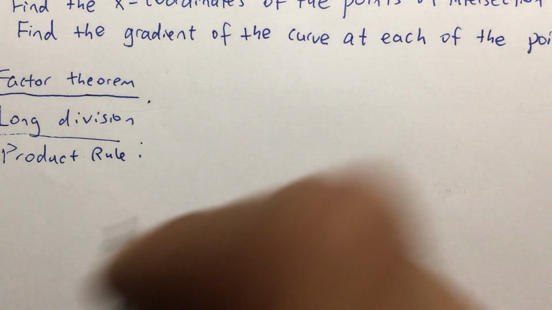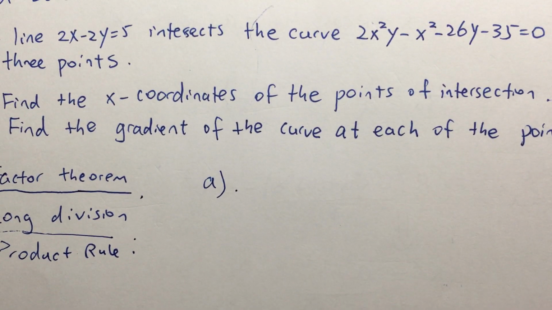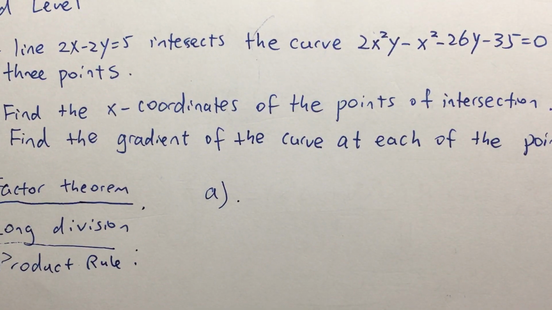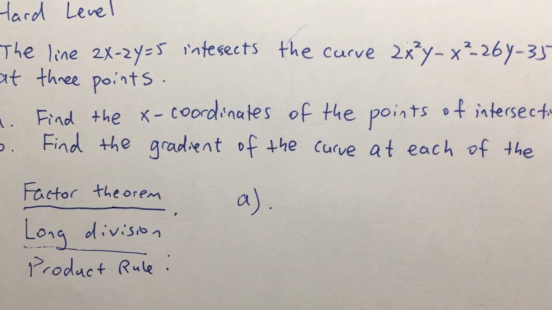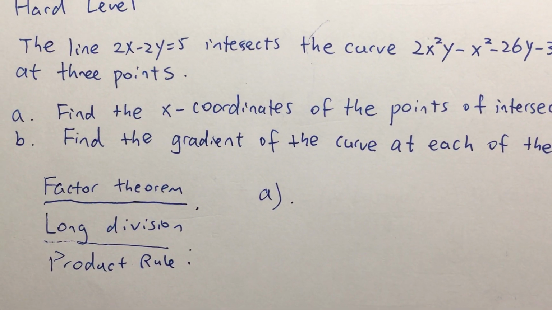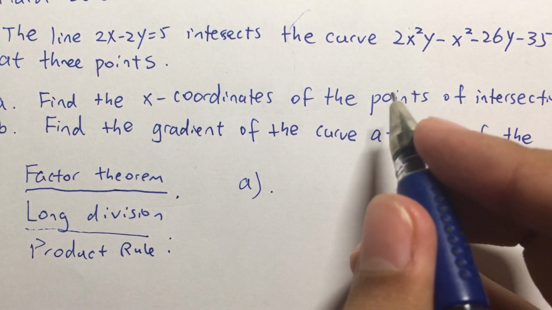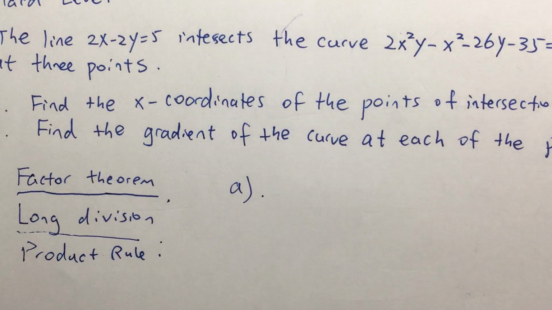Okay, so now let's try the first part. Find the x-coordinate of the points of intersection. Well, we have a line that intersects the curve at 3 points. And the question is like that. So firstly, we need to find the intersection points.